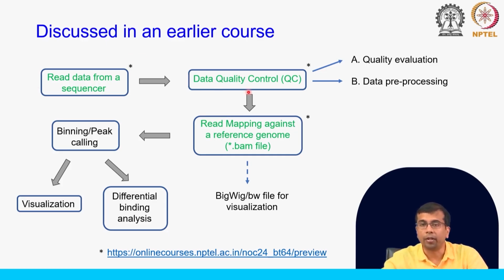We have talked about data quality control, and how to visualize these quality control values, the different parameters that we assess, and we have talked about the data pre-processing part, whether we have to do trimming, etc. All those things have been discussed in the earlier course. We have also talked about different tools that we can use to do the read mapping, and how to go to a SAM file or a BAM file. So, if you are interested, please feel free to take a look and try to understand.